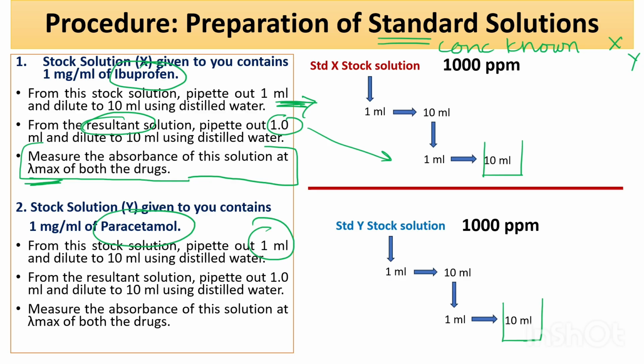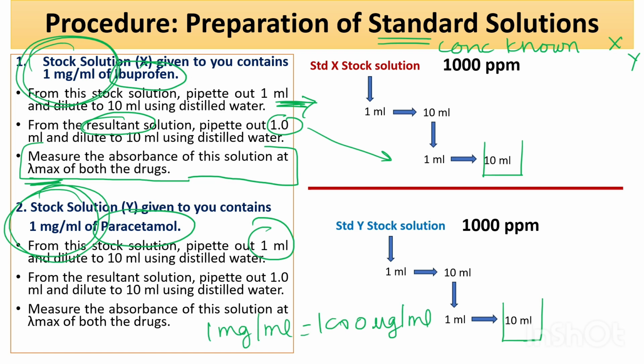Let us see the concentrations. This is 1 mg per ml. Look, it is written here: 1 mg per ml, both are 1 mg per ml. So converting mg per ml into ppm, this is 1000 ppm. I hope you are aware of this. 1 mg per ml means 1000 microgram per ml, which means 1000 parts per million. Please note this down.